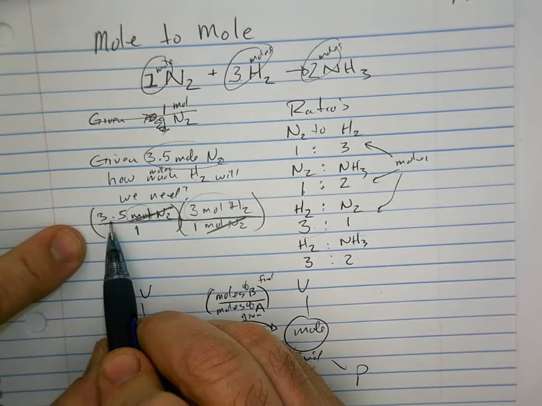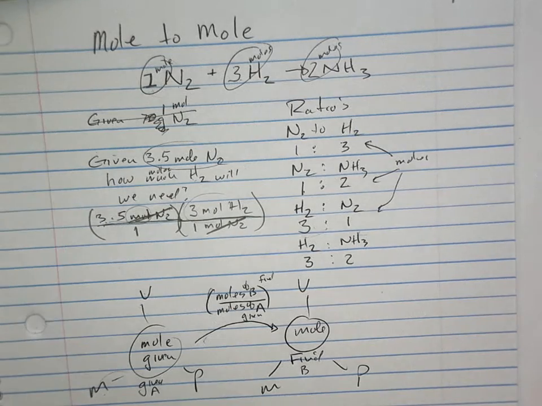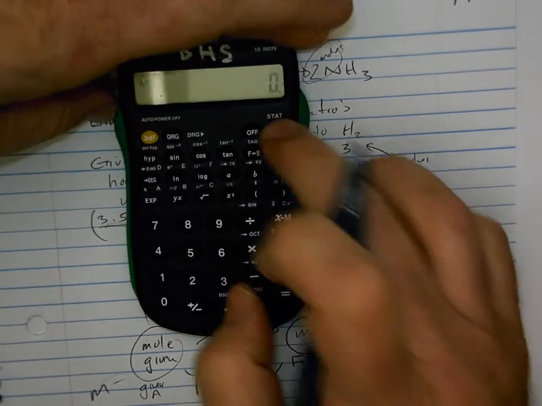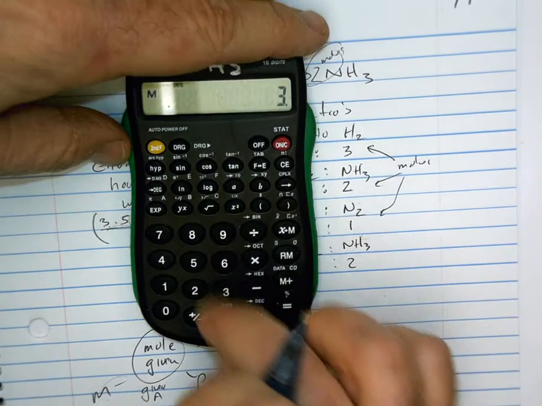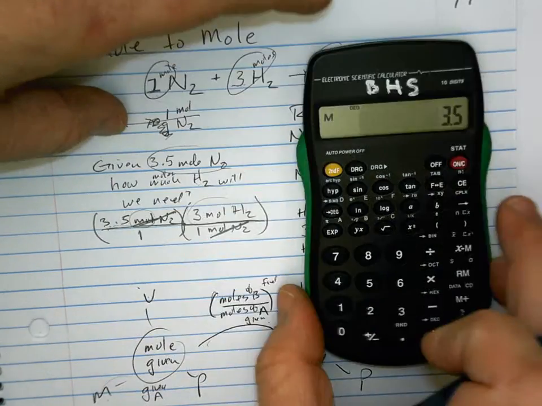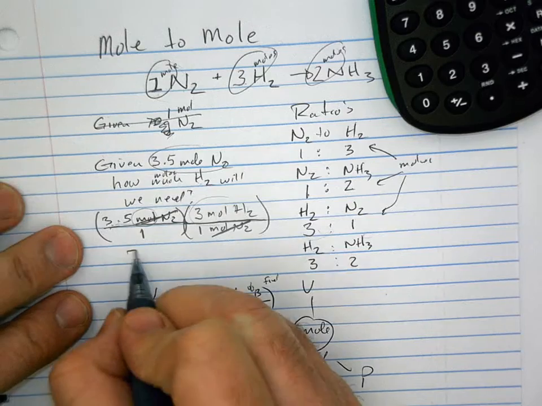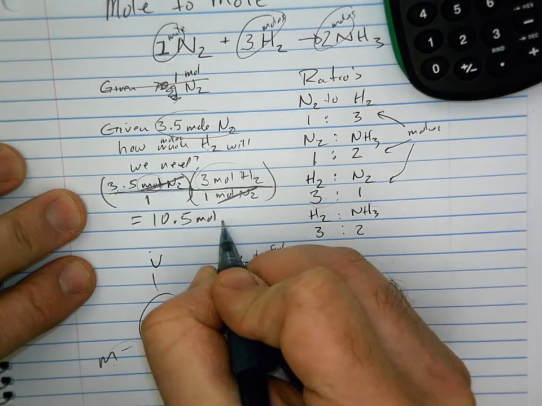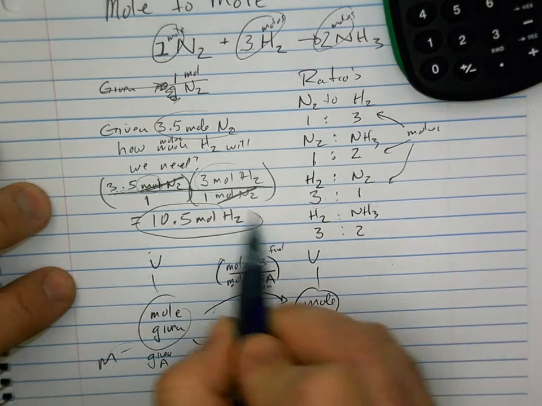Now, let's do 3.5 times 3. Oh yeah, that should be 9, 10. Is that 10.5? I'm just doing that in my head, but I want to make sure. Let's see. 3.5 times 3 equals, okay, 10.5. Equals 10.5 moles of hydrogen would be needed. So, we got our answer here.